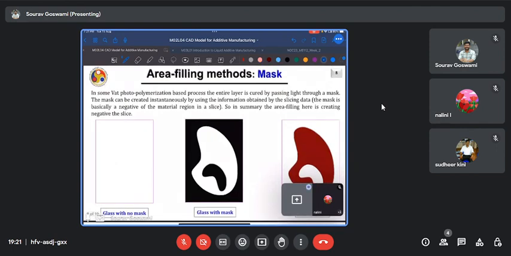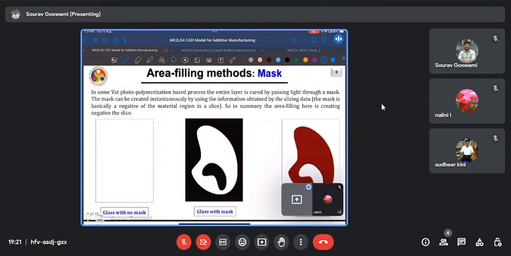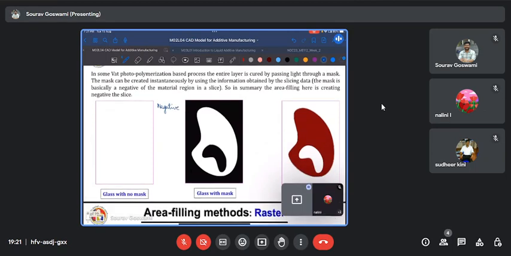Another area filling method, which uses a floodlight, is actually a mask based method. So, somewhat similar to optical lithography. Here we generate a mask which is nothing but a negative of the pattern that we want. So, assuming that this is my desired output, this will be my mask where the black regions are actually opaque to the wavelength of the energy source and the white regions are transparent.